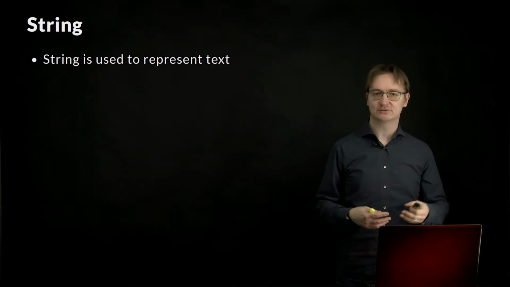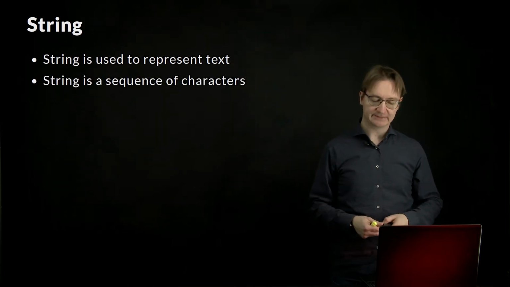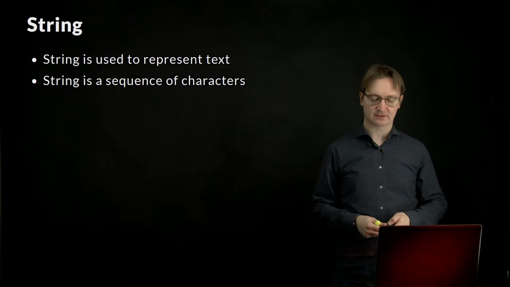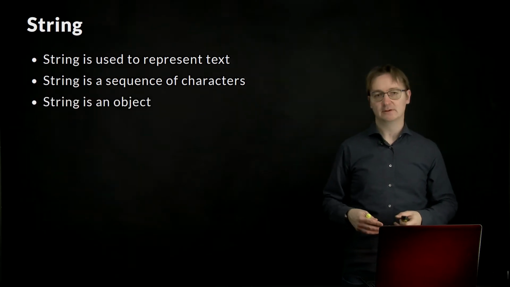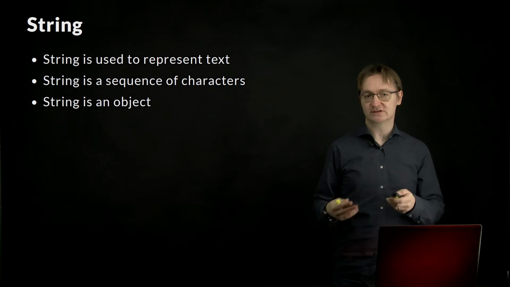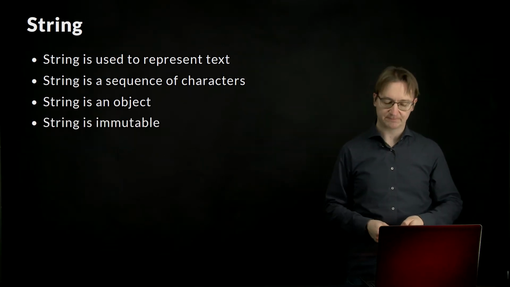In this video we will talk about string. A data structure called string is used to represent text, and basically it's a sequence of different symbols or characters. We will talk about objects later, but it's good to know that every string in your program is an object.